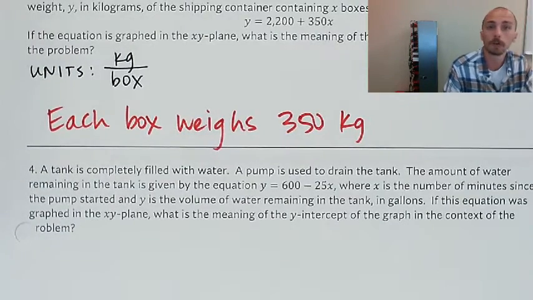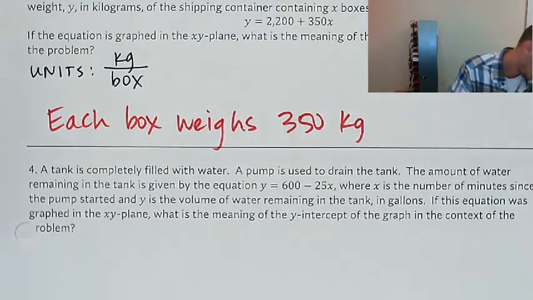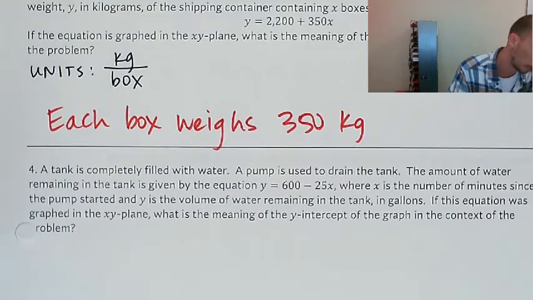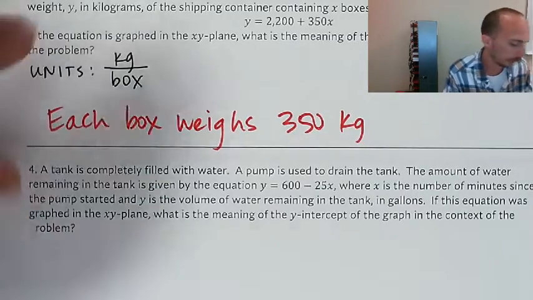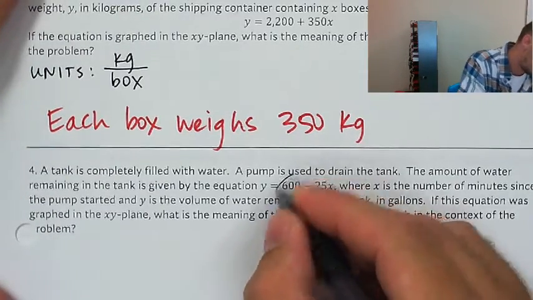Okay, now we've got a draining tank. Tank is completely filled with water. Pump is used to drain the tank. Amount of water remaining in the tank is y equals 600 minus 25x, where x is the number of minutes since the pump started and y is the total volume of water in gallons. If this equation was graphed in the xy plane, what would be the meaning of the y-intercept of the graph? Well, that's going to be the 600.